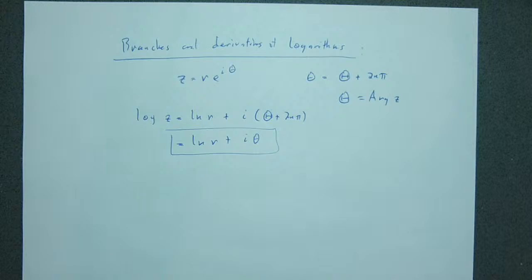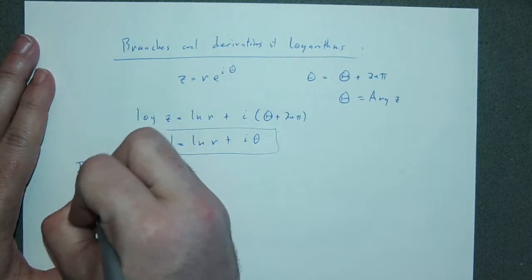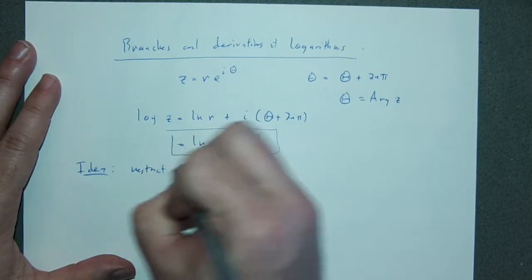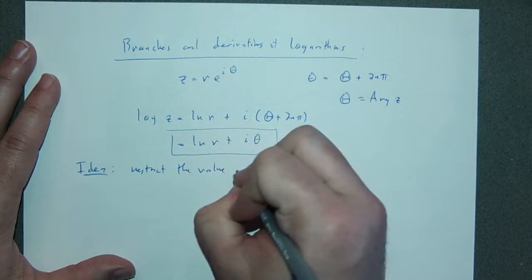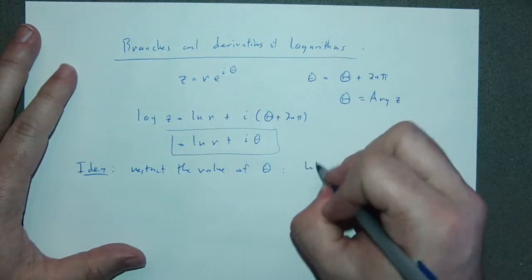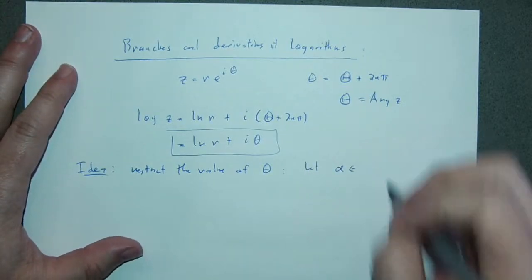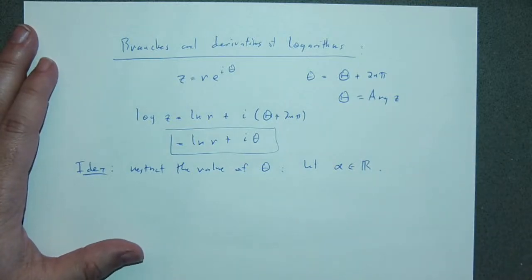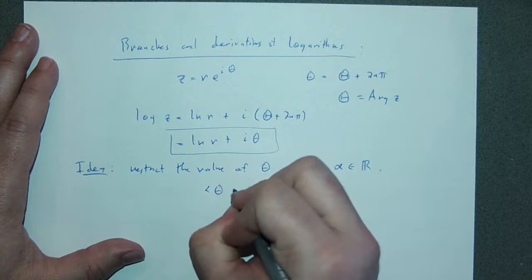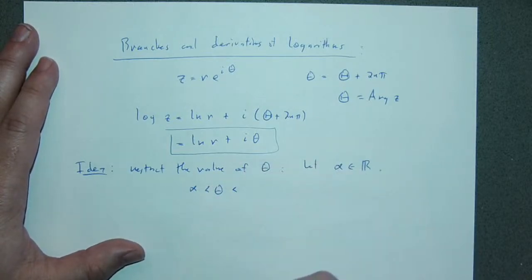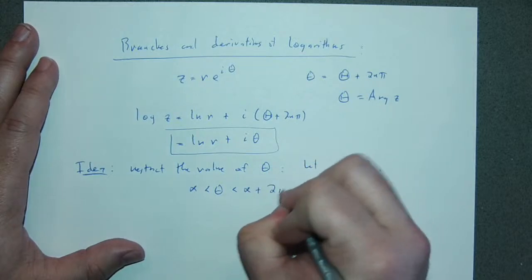The idea is to restrict the value of theta in some way. So how do I do this? Let alpha just be some real number. And so the idea is to let theta be restricted by this alpha. Let it be between alpha and alpha plus 2 pi.